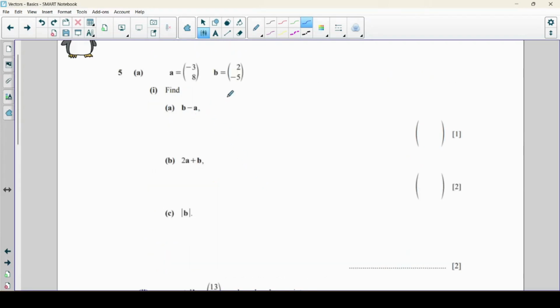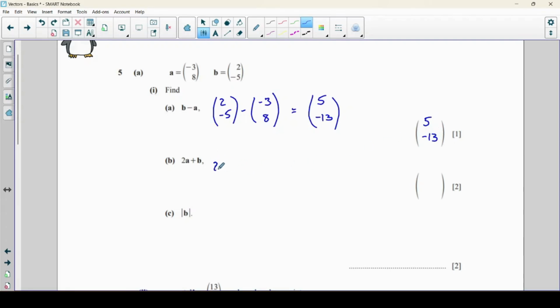Okay, here we're going to do B minus A first of all, so 2 minus 5, subtract minus 3, 8. And we've got 2 minus minus 3, that's 2 plus 3, so 5. And minus 5 subtract 8, that's minus 13. So 5, minus 13 here.